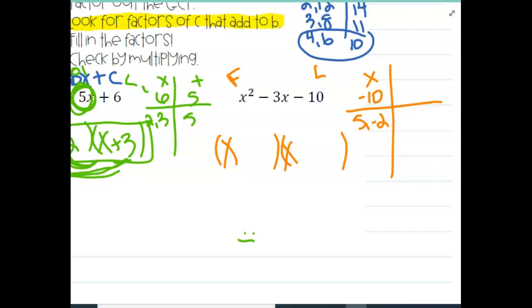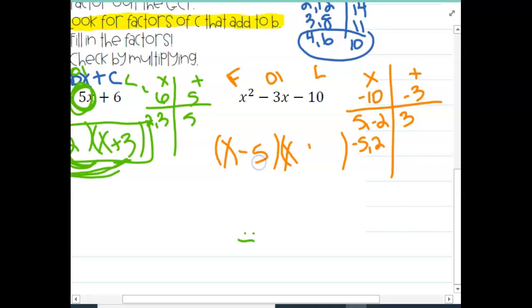Now here's the thing. If you plugged in x plus 5 and x minus 2, I promise you without actually FOILing it out, it would be a 5x and a negative 2x. A 5x and a negative 2x would give me a 3x for the middle term. When I combine that O and I together, I need them to add to give me negative 3. How could I make that a negative 3? Make it a negative 5 and a positive 2. So your answer here is x minus 5, x plus 2.